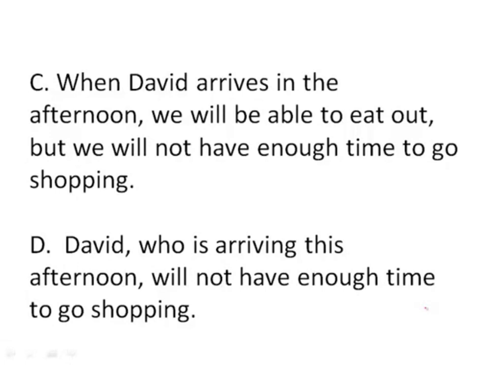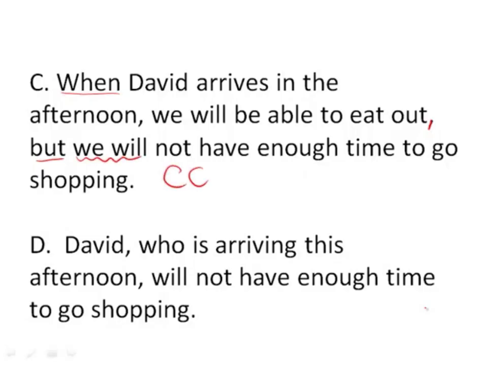When David arrives in the afternoon, we will be able to eat out, but we will not have enough time to go shopping. Is this a compound complex sentence? Here's when, it's dependent, hints that we have, or signals that we have, a dependent clause that ends with we will not be able to eat out. Notice here is a comma, here is the word but, followed by another independent clause. Therefore, this is compound complex.